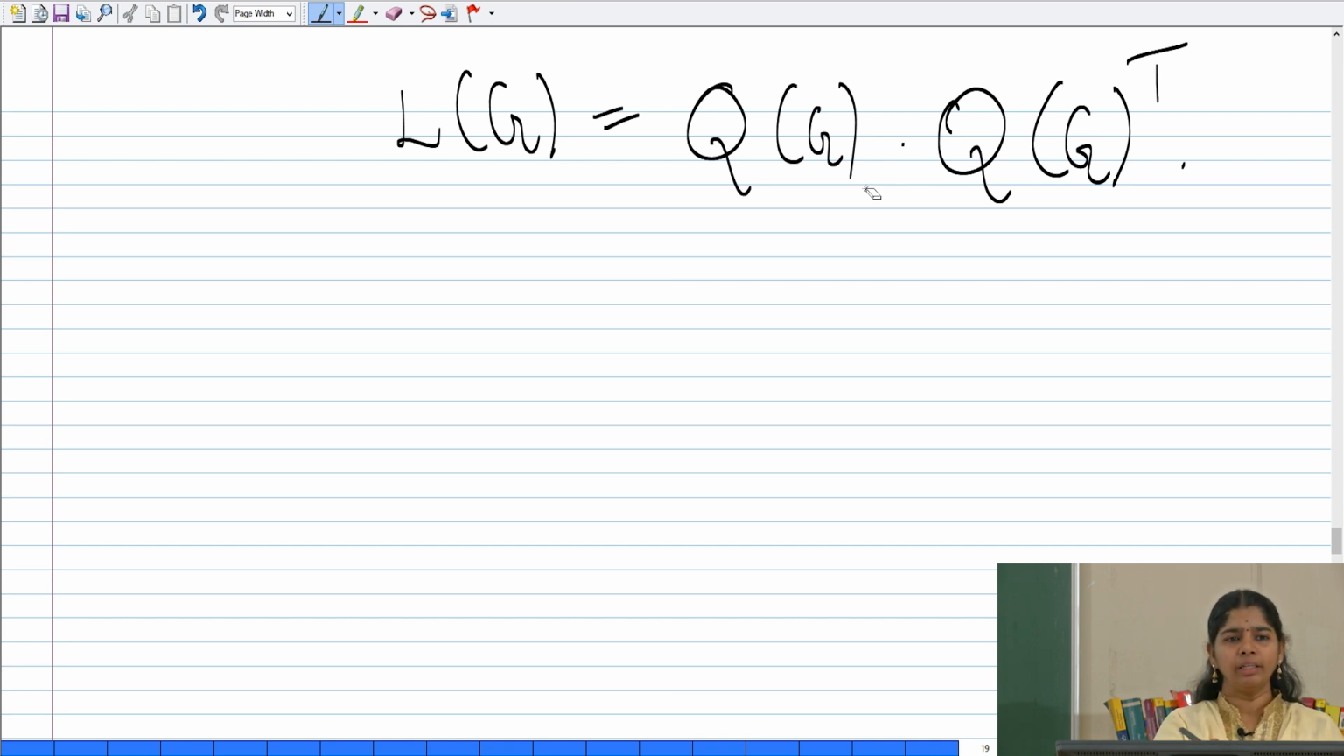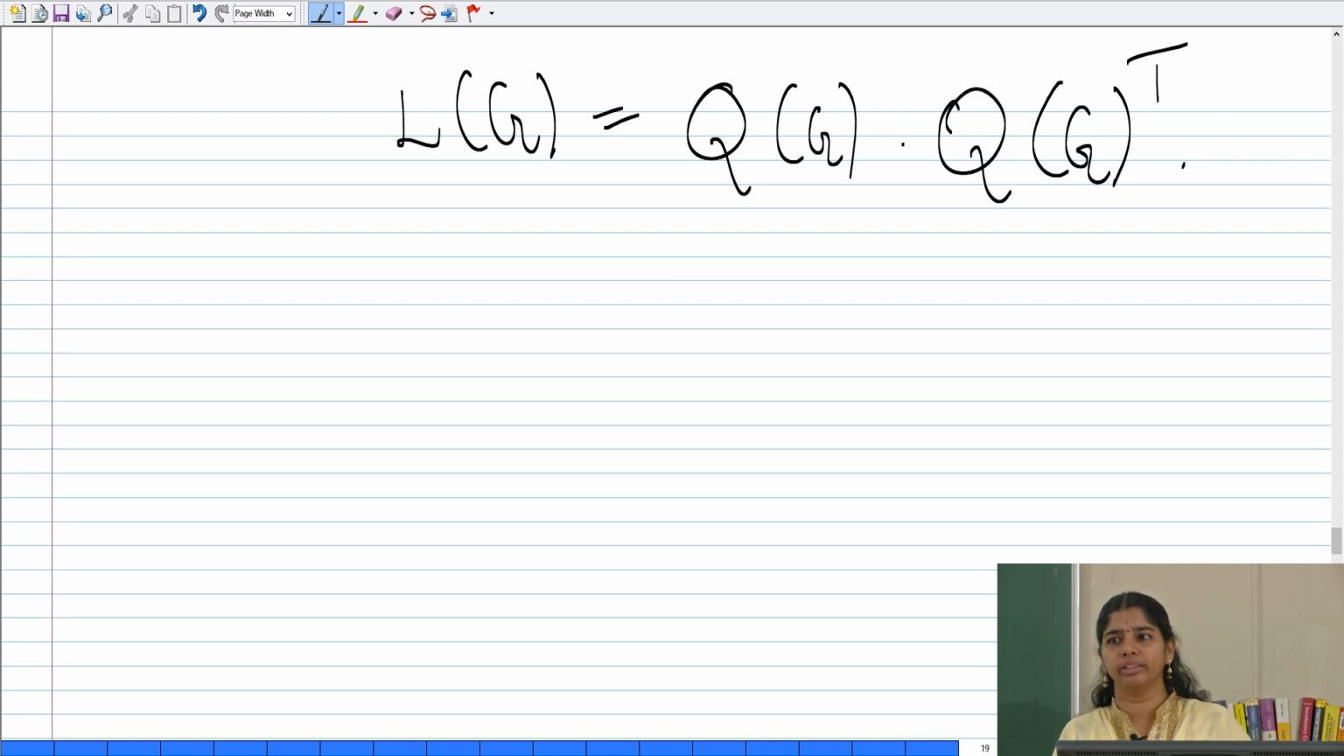Okay, so how do I get any ijth entry in this product? How does it look like? Take the ith row of Q and jth column of Q transpose, right. So, if you take that and you are multiplying, when will an entry exist? If there is an edge in both directions, then what will happen? In that case, what will happen?